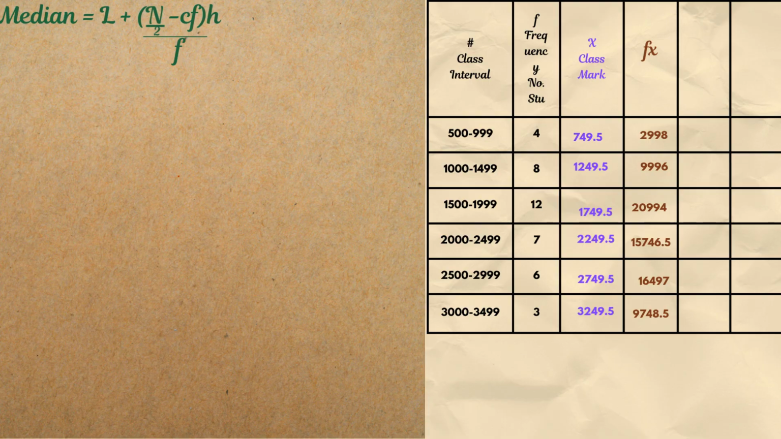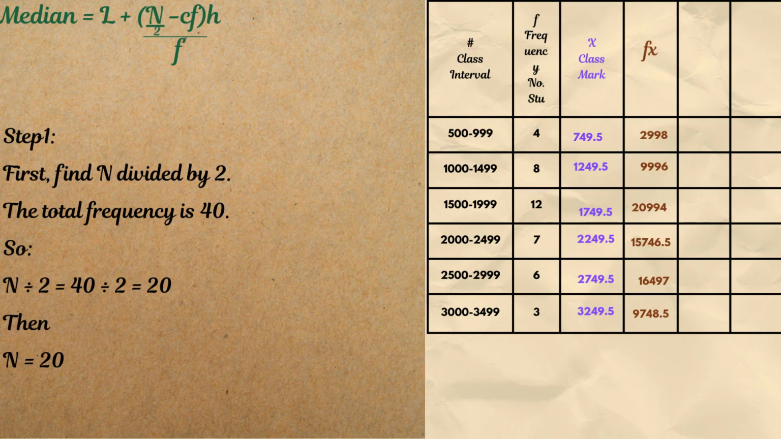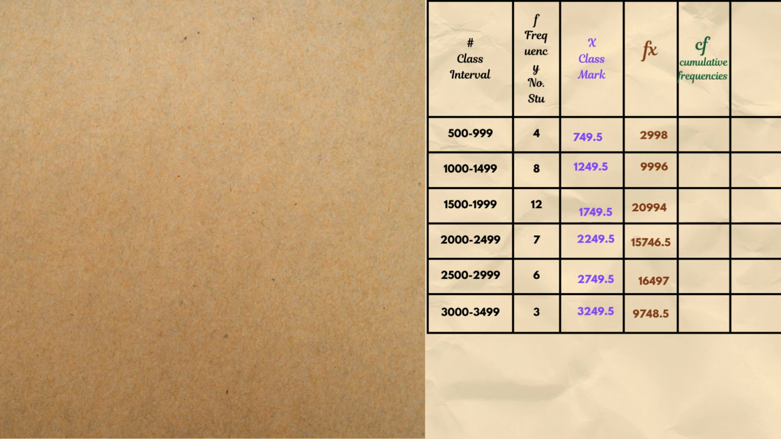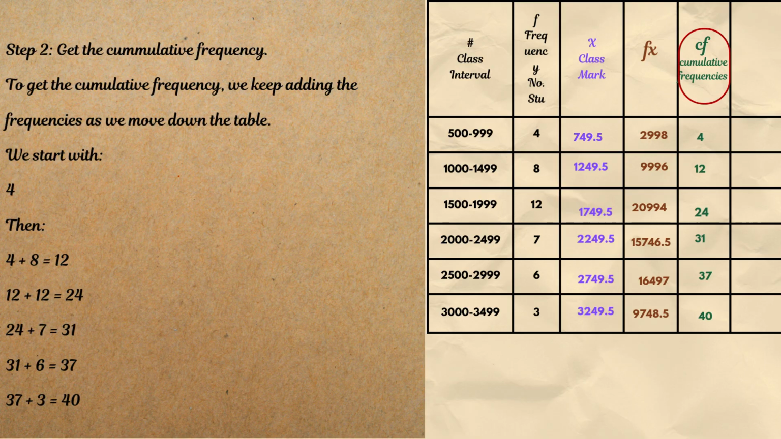First, find N divided by 2. The total frequency is 40. So, N divided by 2 is equal to 40 divided by 2, which is equal to 20. Next, we need to create the cumulative frequency column. To get the cumulative frequency, we keep adding the frequencies as we move down the table.